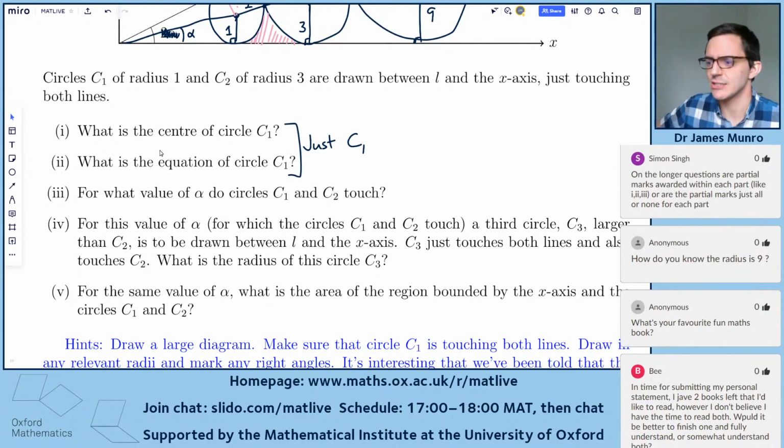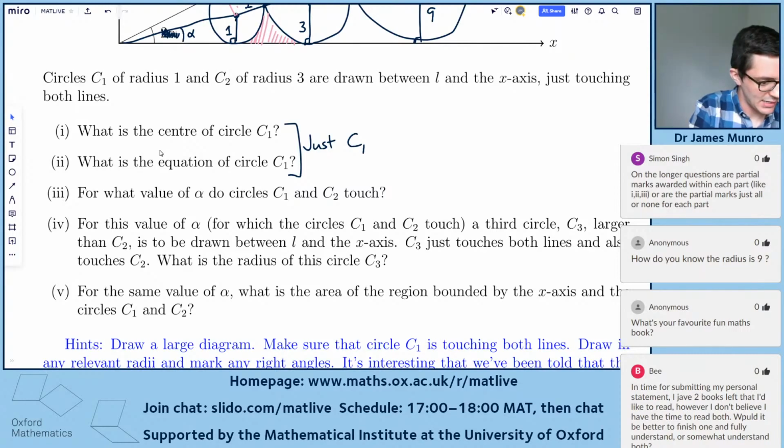I reckon that centre's worth a couple of marks, maybe 2 or 3, and then the equation for the circle C1, I'll give you 1 or 2 marks for that, I reckon, because you just write it down. Finding that value of alpha is quite tricky, so maybe 3 or 4 marks, and then value of alpha where the circles touch, you're probably going to get 3 or 4 marks for doing that calculation as well. And then that area calculation is a little bit tricky. You've got to do a couple of steps, so maybe 3 or 4 marks there as well. Adds up to 15.